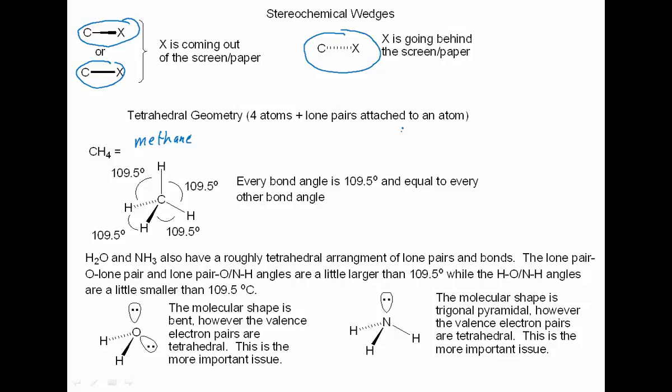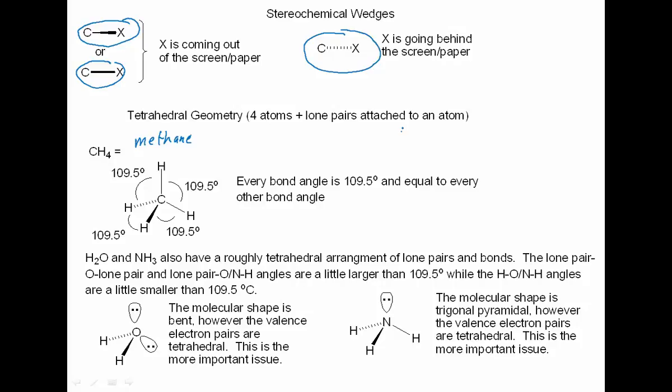Okay, now the molecular shape is different than the electron pair geometry. I guess what I've been talking about here is the geometry of the electron pairs. The molecular shape of water is referred to as bent. However, if we look at the arrangement of valence electrons, it's tetrahedral. This last issue is going to be the more important one. Okay, we can say water is a tetrahedron where a couple of the bonds have been eliminated and replaced with lone pairs. Okay, if you look at the molecular shape of ammonia, it's going to be referred to as trigonal pyramidal.